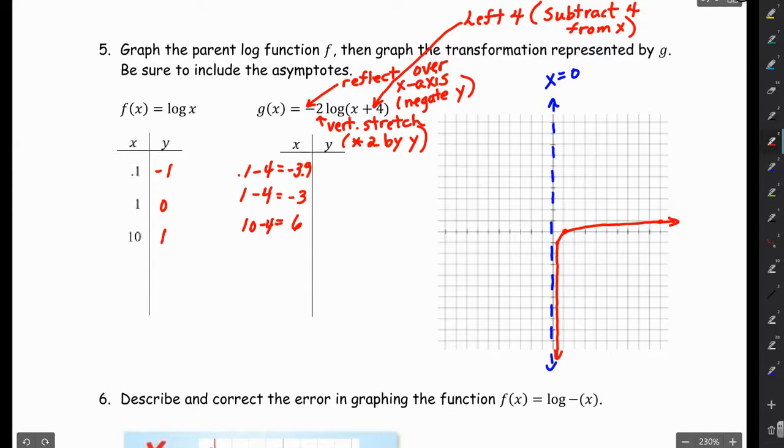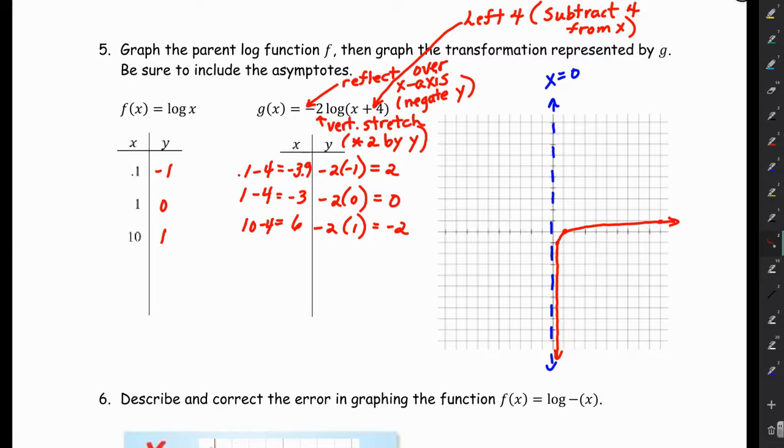And then I have to do 2 things in terms of my new y values. I have to put a negative in front. I have to negate the y's. And I have to multiply them all by 2. So basically, I'm going to multiply all my y values by negative 2. Right, so I'm going to plot those.